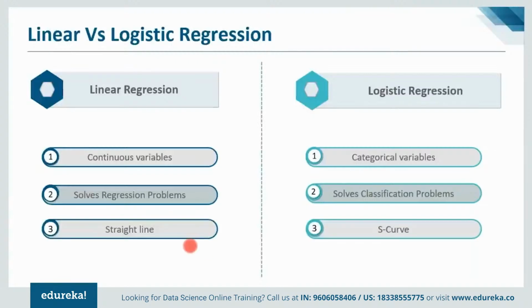Next, in linear regression, the graph that you have seen is a straight line graph. So over here you can calculate the value of y with respect to the value of x. Whereas in logistic regression, the curve that we got was an S curve, or you can say the sigmoid curve. Using the sigmoid function, you can predict your y values. So I hope you guys are clear with the differences between linear regression and logistic regression.